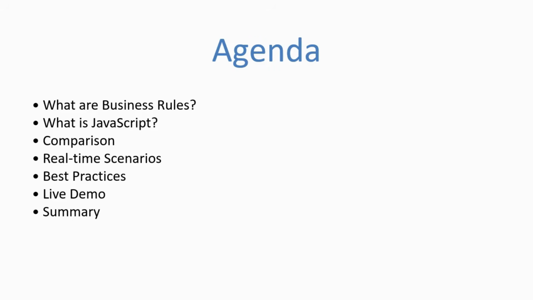Before we begin, let's quickly go through today's agenda. First, we will understand what business rules are and their purpose. Then we will discuss JavaScript and how it is used in Dynamics 365. After that, we will compare business rules and JavaScript side by side. Next, we will look at some real-time business scenarios and identify which approach is best suited for each one.